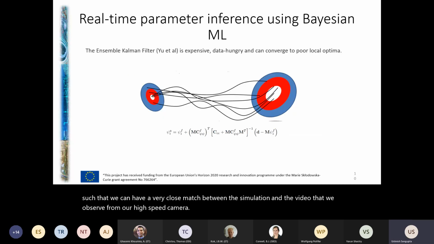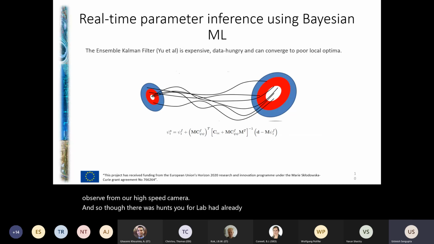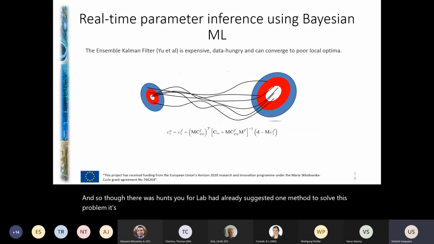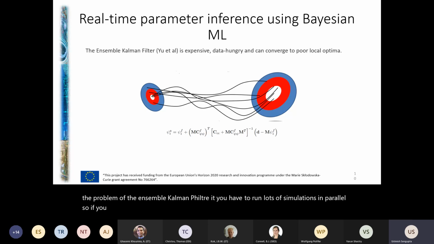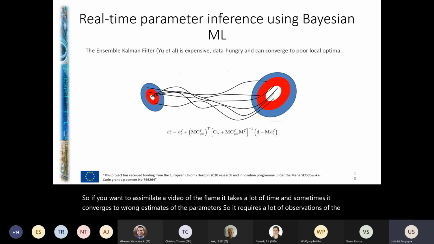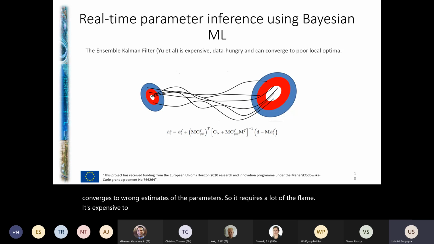And so Hans Yu's lab had already suggested one method to solve this problem. It's a very simple filtering technique known as the ensemble Kalman filter. But the problem with the ensemble Kalman filter is that you have to run lots of simulations in parallel. So if you want to assimilate a video of the flame, it takes a lot of time, and sometimes it converges to wrong estimates of the parameters. So it requires a lot of observations of the flame. It's expensive to simulate, and you can have bad results.